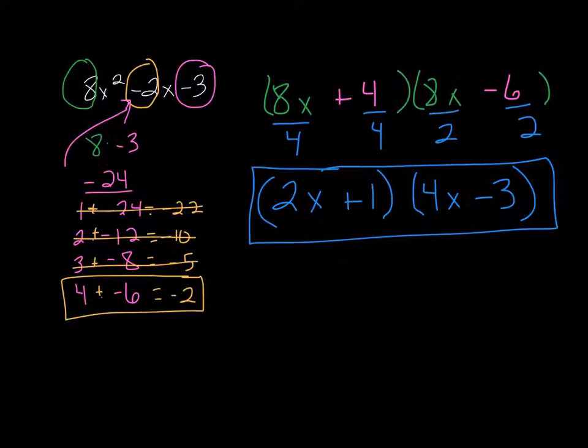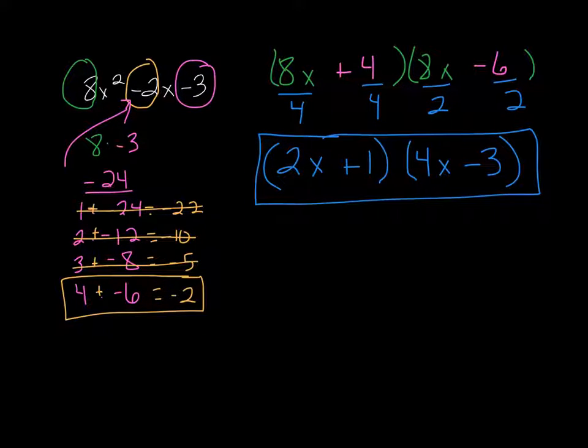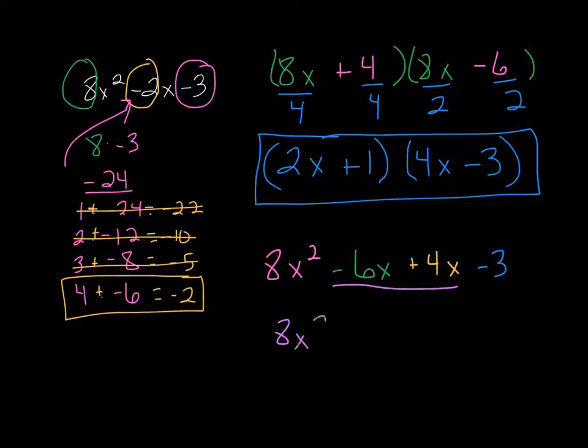Now let's FOIL to check our answer. Multiply the first terms, you get 8x squared. The outer minus 6x. The inner plus 4x. And the last minus 3. Now combine your middle terms. 8x squared minus 2x minus 3. So that works.